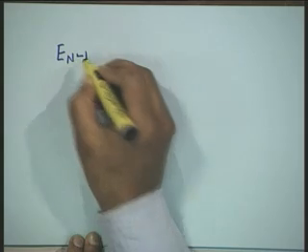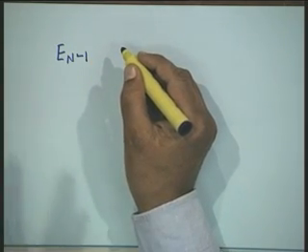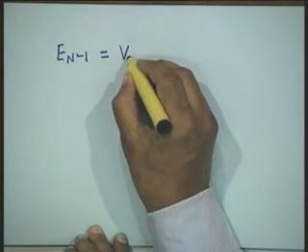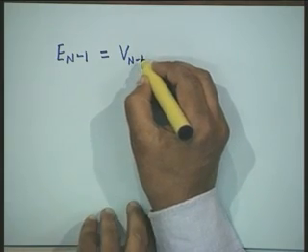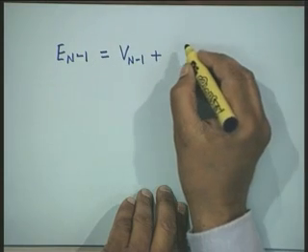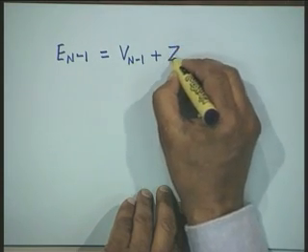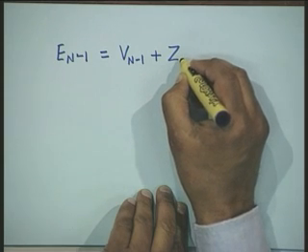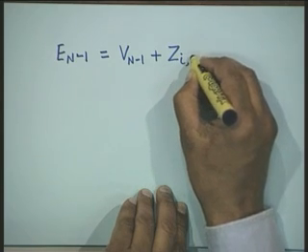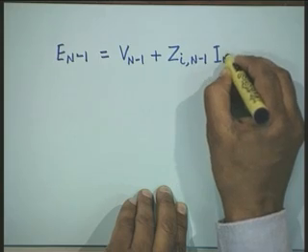there is a voltage. This can be written to be equal to V n minus 1 plus the impedance of this machine. Now, let me call this as A. The different symbols are used, but I will use I to show that it is the internal impedance Z I n minus 1 into I n minus 1.